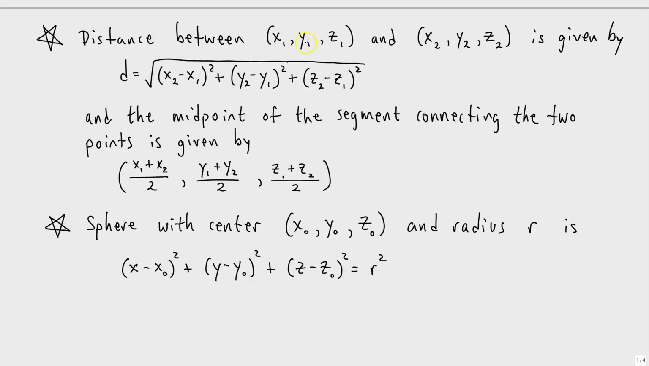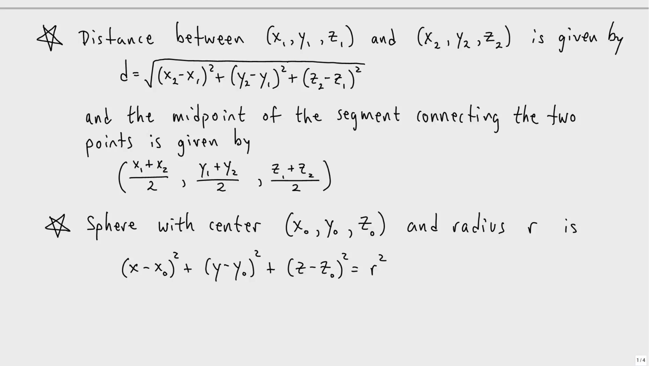So it turns out the distance between 2 ordered triples is just an extension of the 2-dimensional distance formula. So you're just going to subtract the x coordinates between the 2 points, square it, subtract the y coordinates, square them, subtract the z coordinates, square them, add them all up, and find the principal square root. So it's exactly the same as in 2 dimensions, just we now have the difference of the z values being squared.